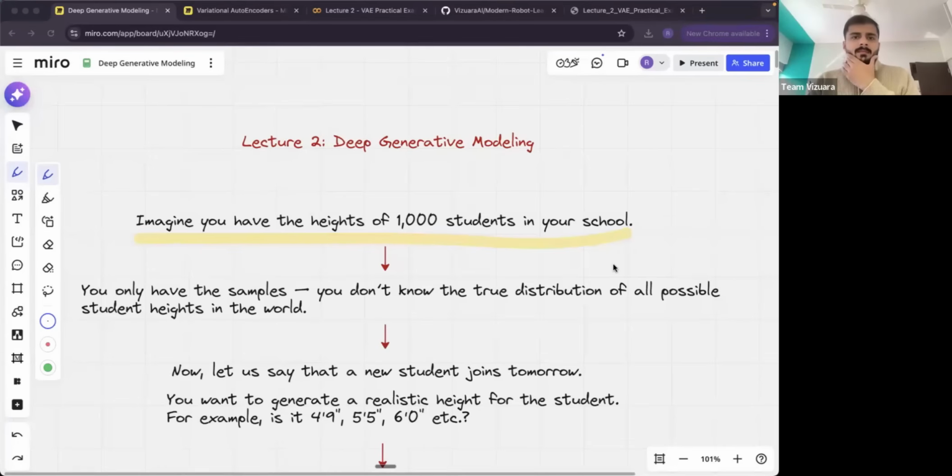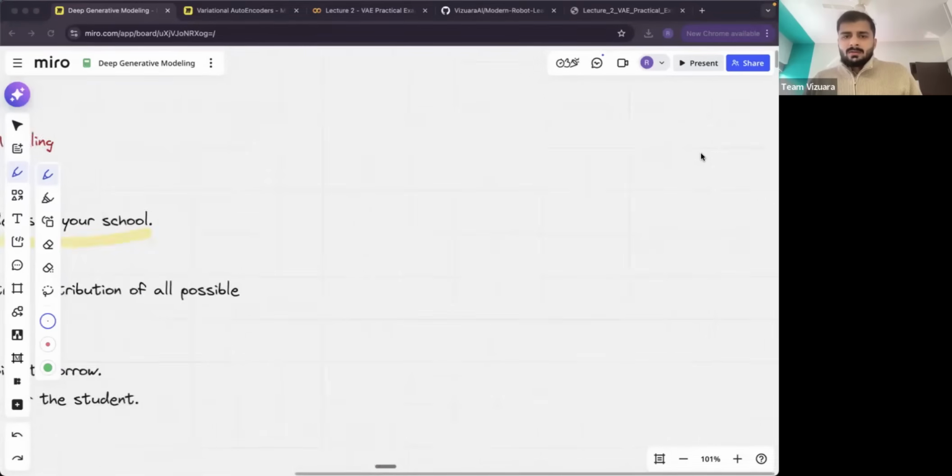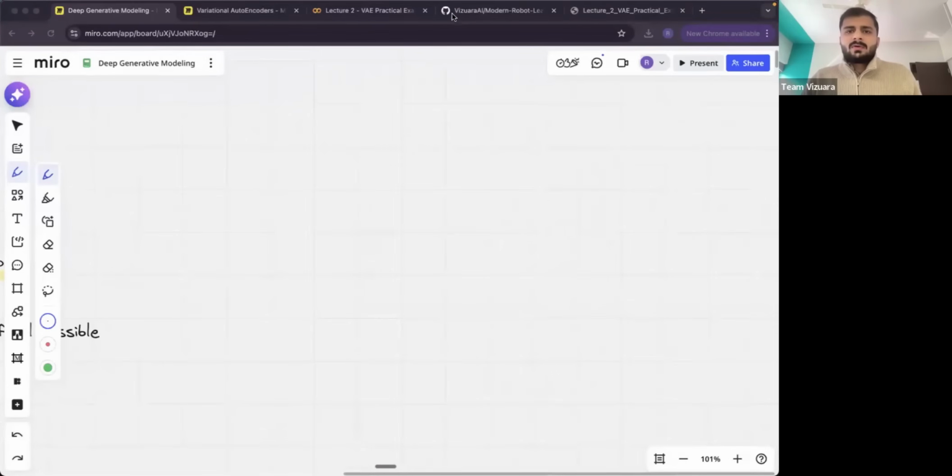Okay, so let us begin by first revising what we covered in the first lecture very briefly. So in the first lecture, what we looked at is that initially we started out by looking at classical robotics.